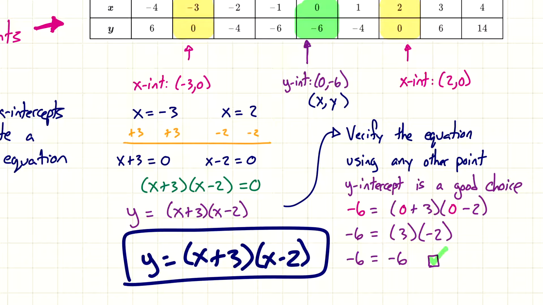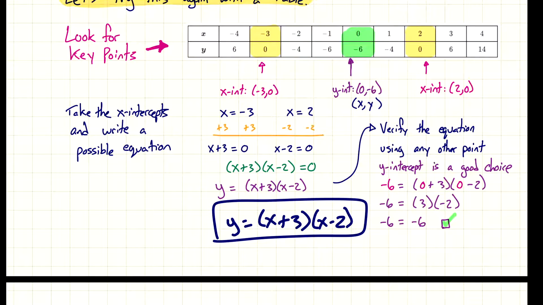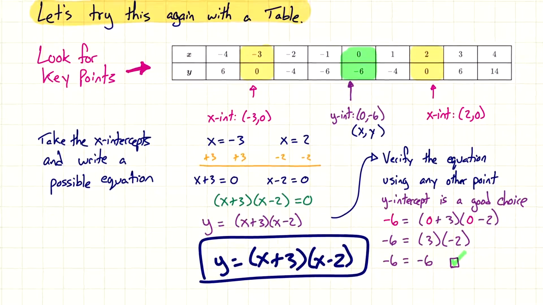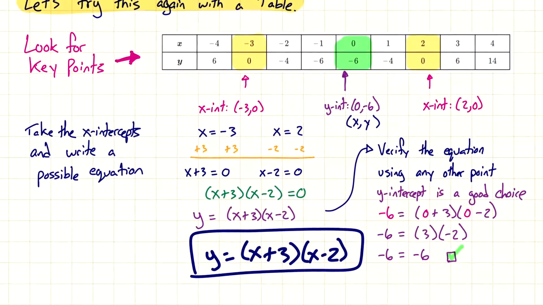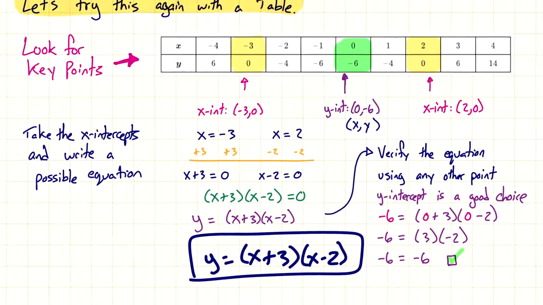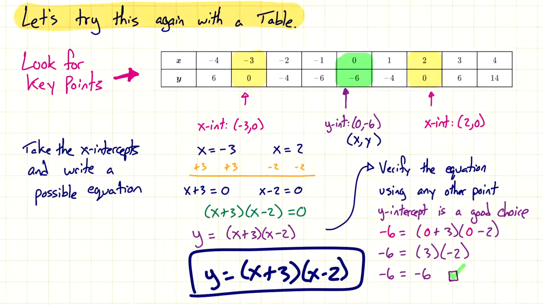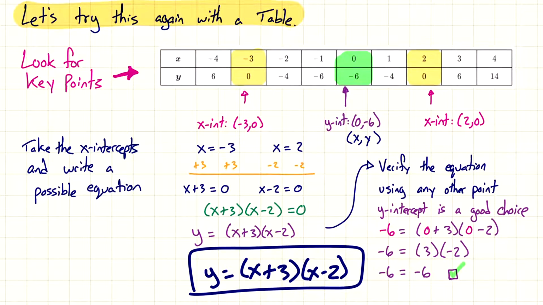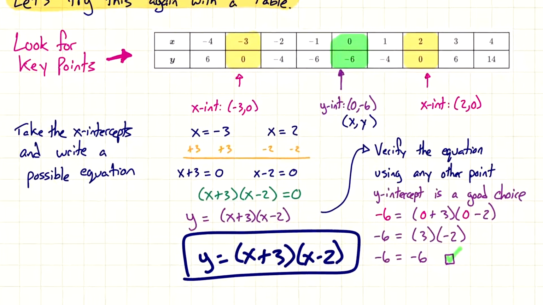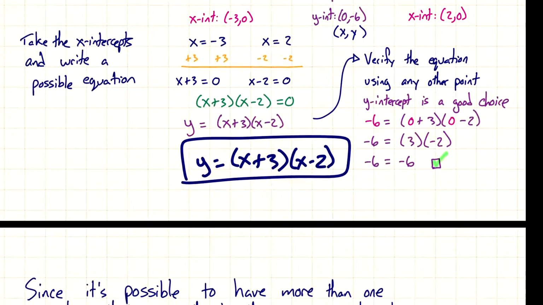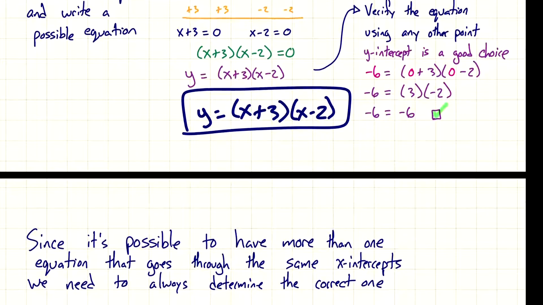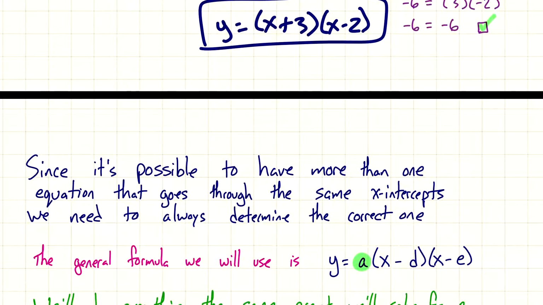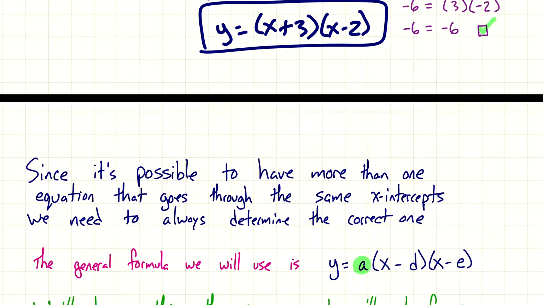All right. So let's look at another example. Like I said, I keep saying this is a possible equation, there might be others. This is the most ideal situation where it just works out nicely, but that might not always be the case. So we're going to look at one where it's a little bit different. And since it is possible to have more than one equation that goes through the same x-intercepts, we need to always determine the correct one.